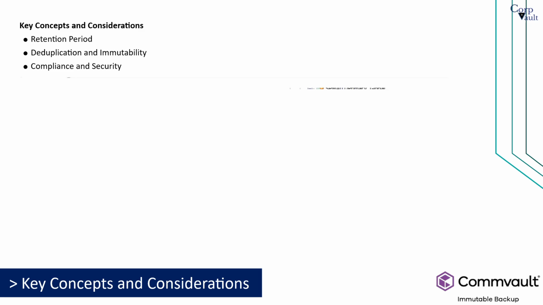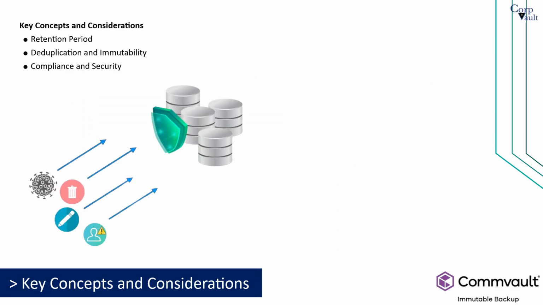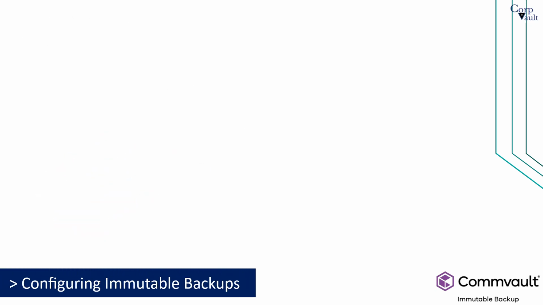Deduplication and immutability. The DDB stores unique data blocks. With WORM, macro pruning occurs at the DDB level, not on individual objects. Object-level locking allows granular retention for each object, optimizing storage. Compliance and security: the combination of WORM and compliance lock ensures neither storage nor Commvault administrators can delete or modify backups during retention. Let's discuss how to configure immutable backups.